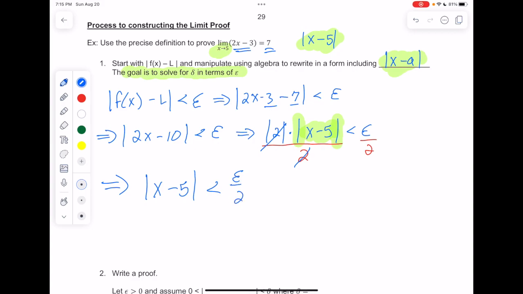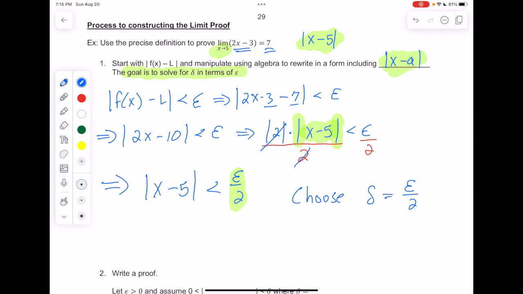And once you do that, where you get the absolute value of x minus a by itself, whatever you see on the other side, that's what you're going to choose to be your delta. So we're going to choose delta to be equal to epsilon over 2. Remember in the game we play, they chose epsilon before we chose delta. So basically in this case, we're saying whatever epsilon they choose, we would choose exactly half of that.